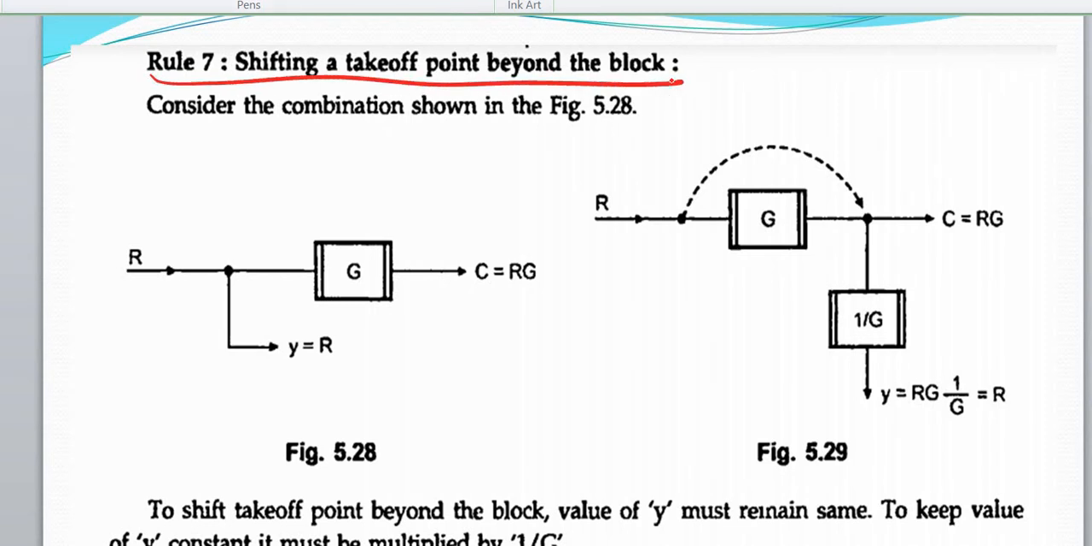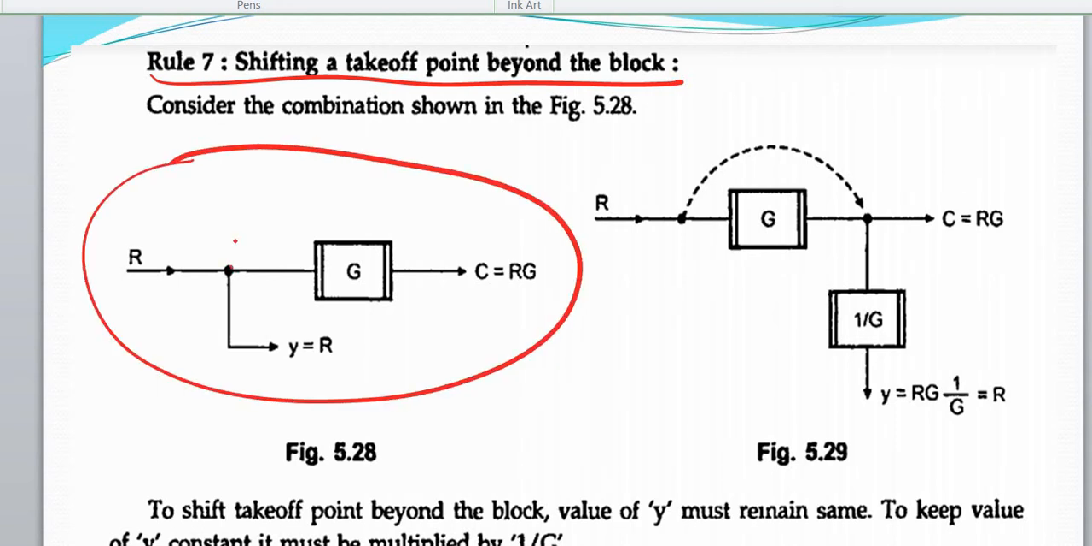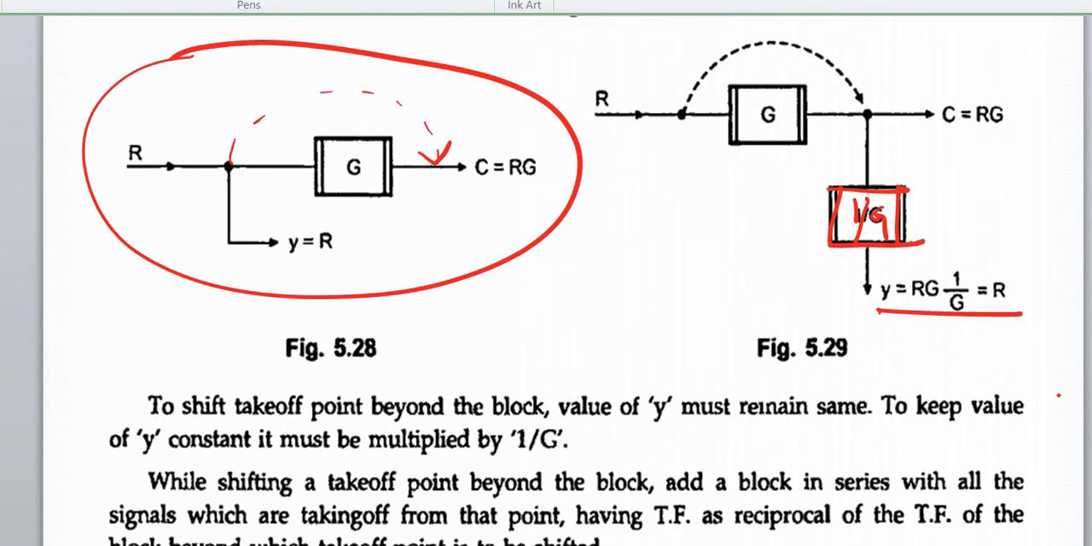beyond the block. Exactly similar. This is the situation. So here I want to shift it to the right. If I have to shift it to the right, on the path of the takeoff point, add the signal that is the reverse of the block in series with the takeoff point so that the output doesn't get affected.